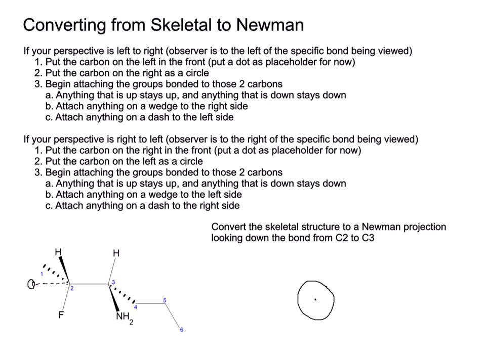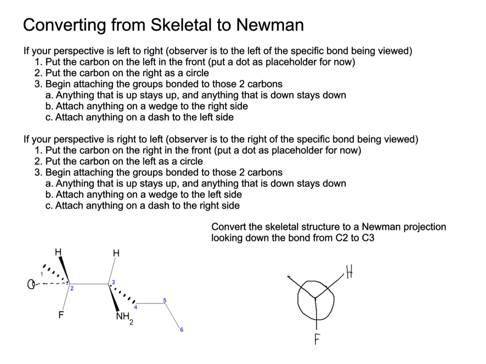What do we have coming off C2? Well, going down is going to be a fluorine. On the wedge, we have a hydrogen, and that is going upwards. On the left, or on the dash, we have a methyl group. So that's going to be going up and to the left.